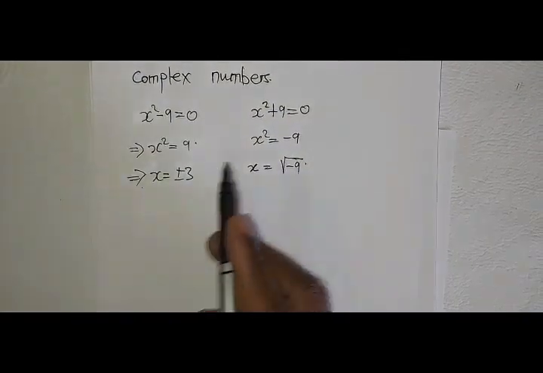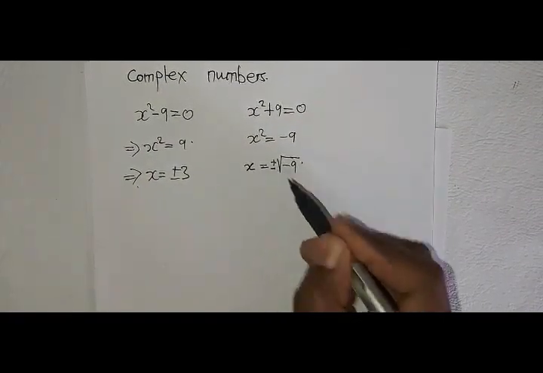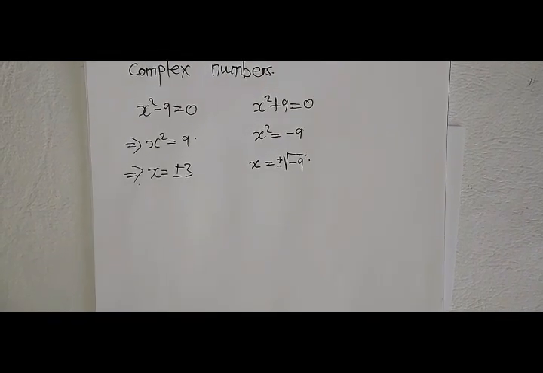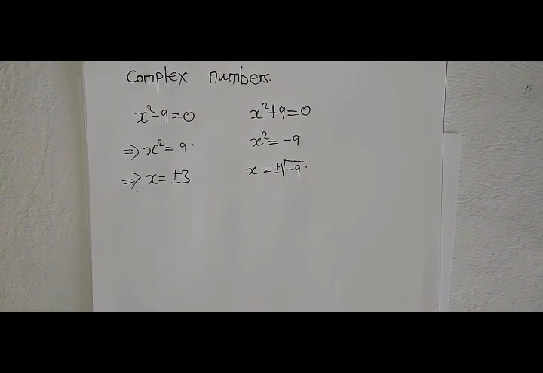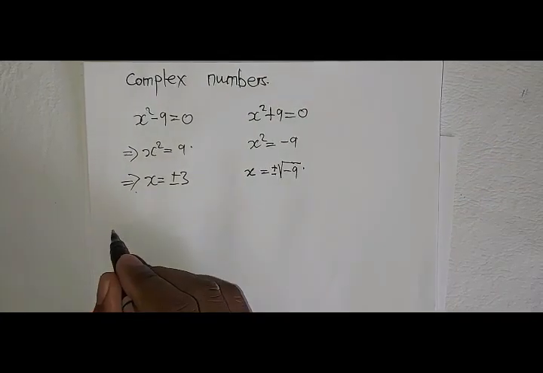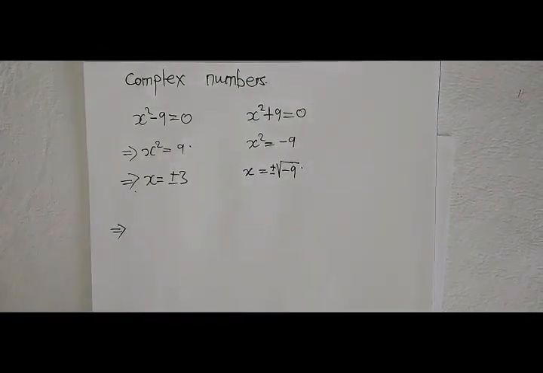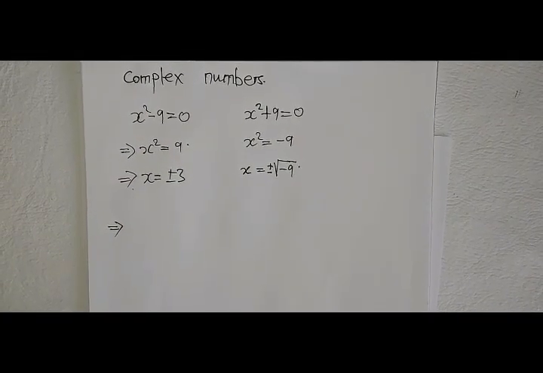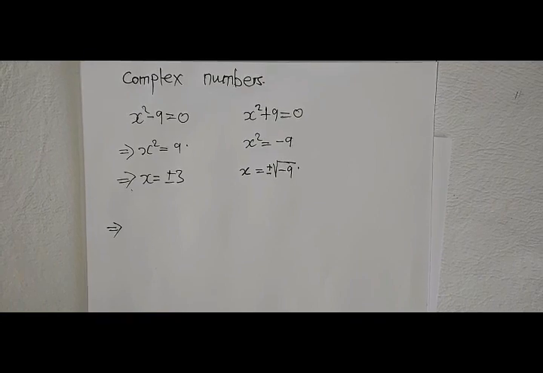Therefore, using the old method, x will be plus or minus square root of minus 9, which cannot even be visualized on the real number system. Going forward, we now need to extend our real number system to the complex number system.